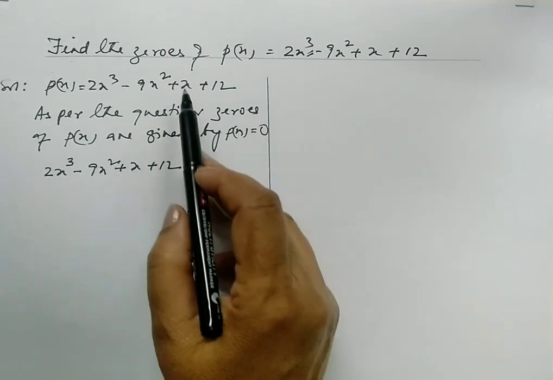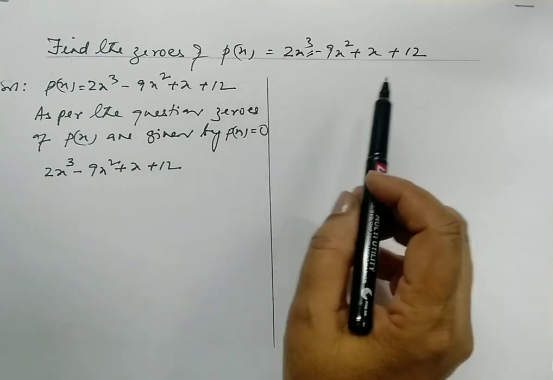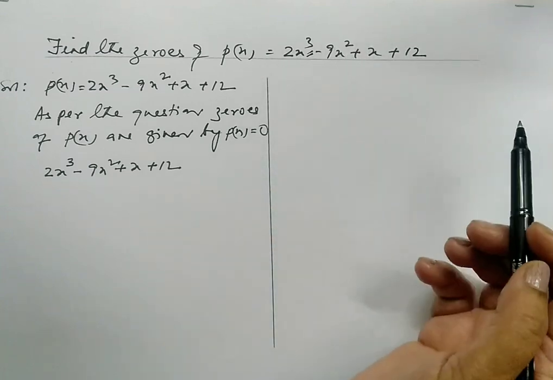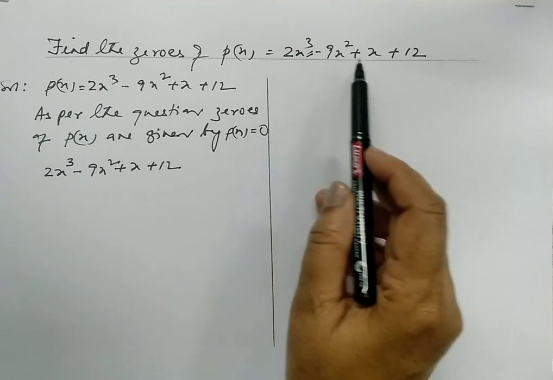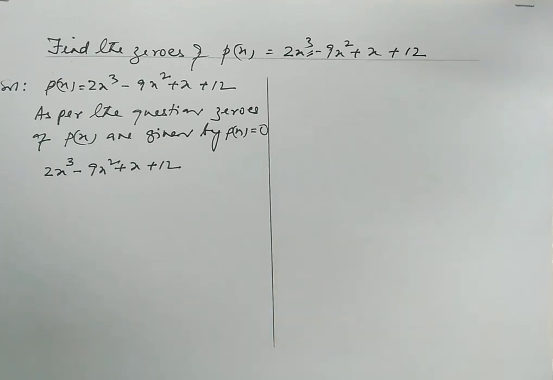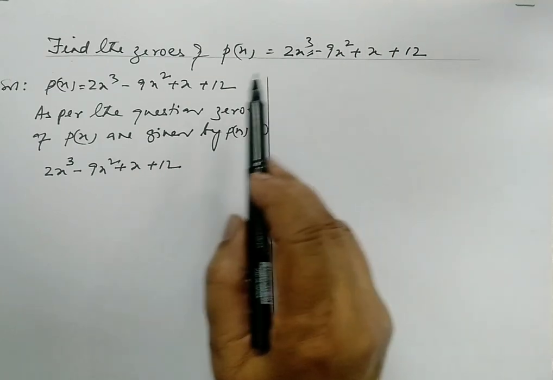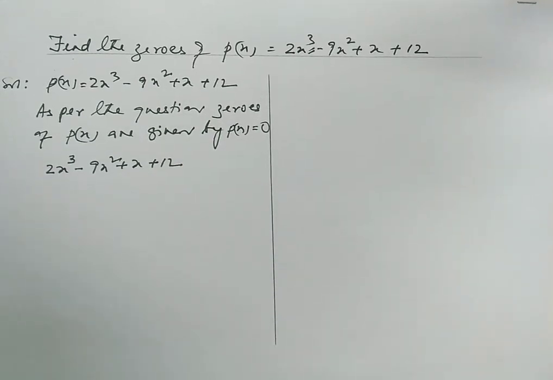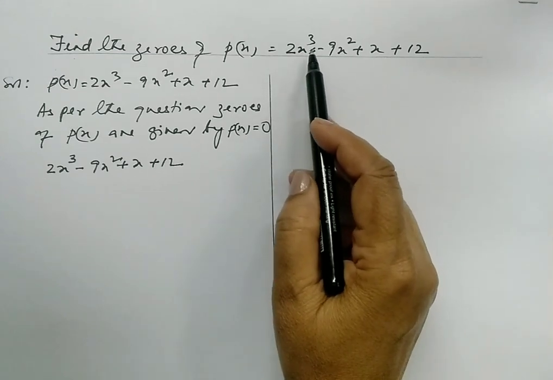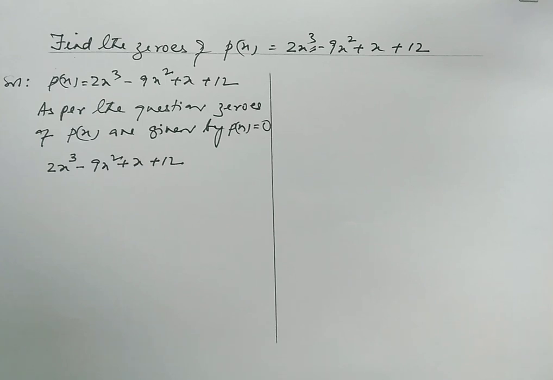So today again I have a question based on zeros of polynomial. We have to find out the zeros of the polynomial 2x cube minus 9x square plus x plus 12. Now since this is a cubic polynomial, we ought to have three zeros for this polynomial. Why three zeros? Because this is cubic, x to the power 3. So there will be three values of x which we have to find out in this video.